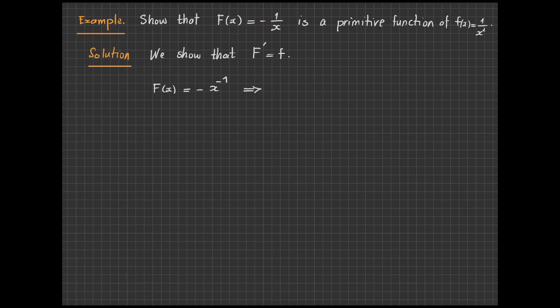Then if I ask you what is the derivative of this function, you actually have a minus sign. And then that minus 1 goes down, so it becomes minus 1, and then x to the power of minus 1 minus 1. But minus minus 1 is just simply 1, x to the power of minus 2. A better way of writing this is 1 over x squared. If you compare it with this one, that is exactly your little f.